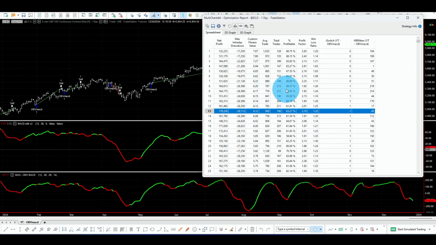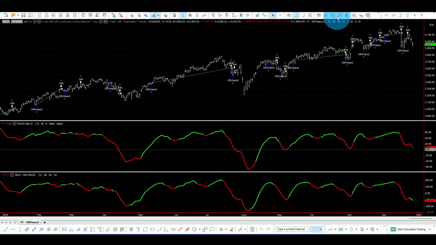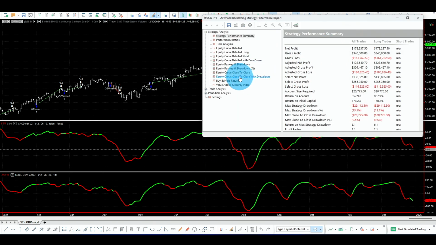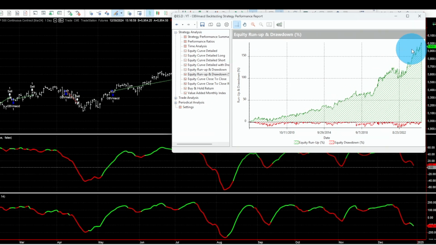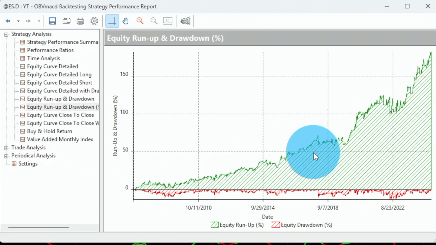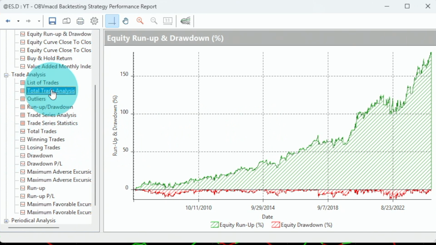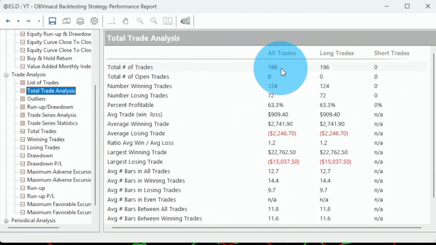If I pick this filter, let's see how the equity curve looks. And this is a very nice equity curve. If you want to combine this in a portfolio, it looks really nice. There are no huge drawdowns and it's always making higher highs. We look at the trade analysis. This one has 196 trades, 63% win rate. Really, really good average trade for the S&P 500.